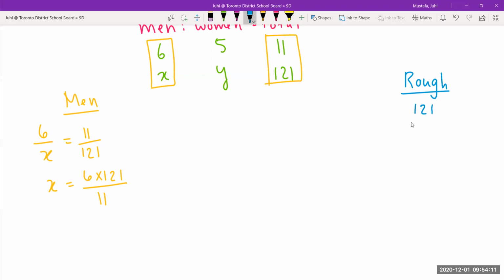So we're going to have 121 times 6. 6 times 1 is 6. 6 times 2 is 12. Carry the 1. 6 times 1 is 6 plus 1 is going to be 7. So over here, we're going to get 726 over 11.